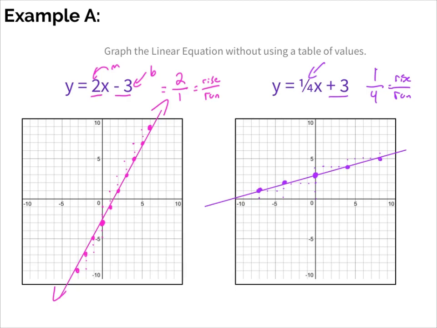And we need our arrows. And we can see that we've plotted both of these without using our plug and chug method. We used our slope and our intercept. Now let's take a look at example B.